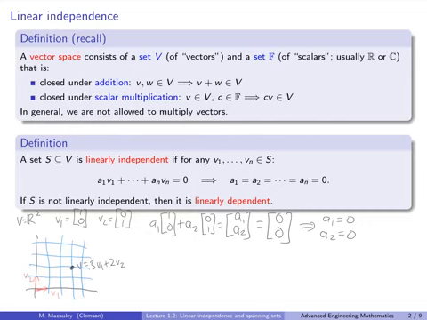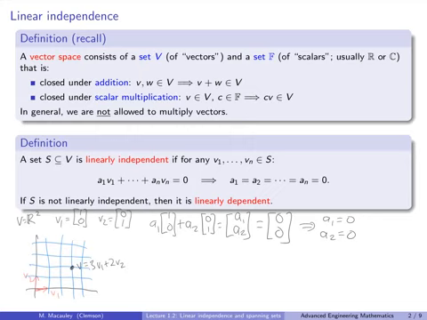Geometrically, that means that the only way to end up at the 0 vector, the origin, from the origin, is to not move at all. In other words, if you move in any direction, positive or negative, in the v1 direction and the v2 direction, you're never going to end up at 0.